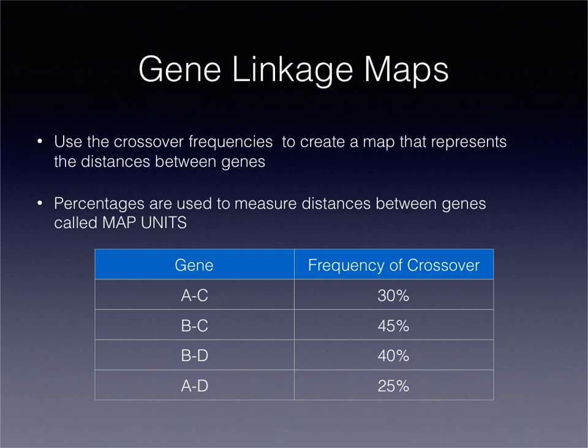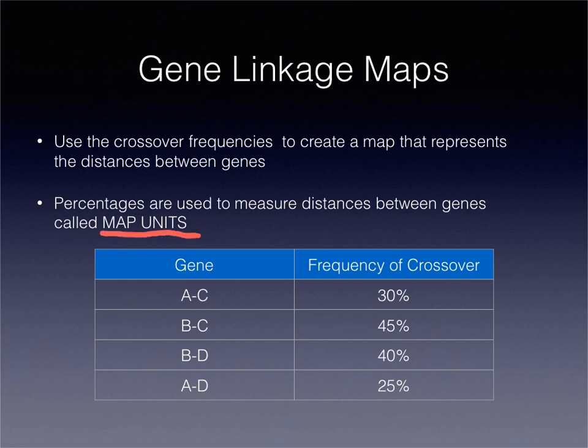To make a gene linkage map, you're going to use the crossover frequencies, which are measured as percents, to make a map representing the distances between genes. Percentages are used to measure the distance between genes, and these distances are given the units, map units.